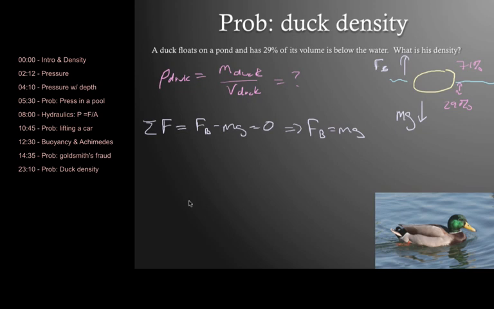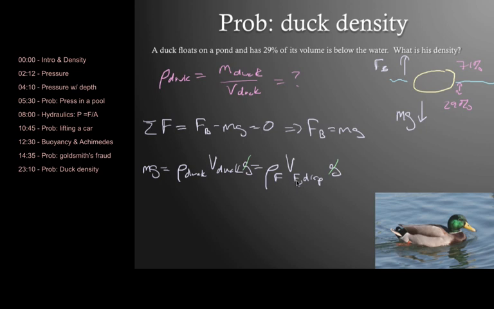All right, I still don't know the mass of the duck, so what can I do? But I do know that the mass of the duck is equal to rho of the duck times the volume of the duck. So let's write out mg over here. And so mg is equal to rho duck times volume of the duck. And then now let's write out what this buoyant force is. So rho of the fluid times the volume of the fluid that's displaced, now times g. So we have g's on both sides. We can get rid of that.